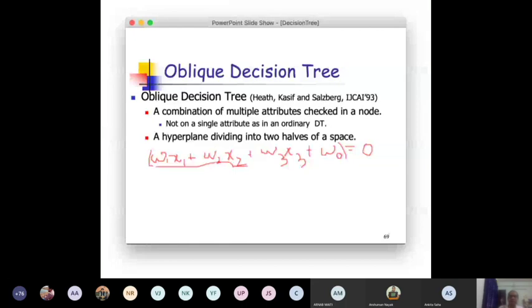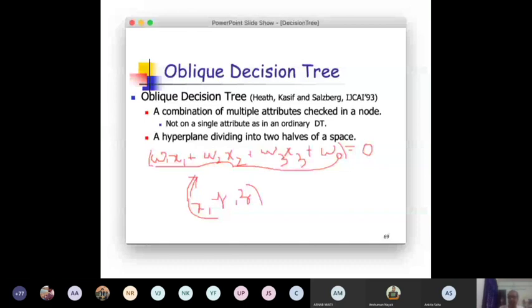Now, if I take any point in that space, what is the dimension of this space? How many attributes are there? There are 3 attributes. It's 3-dimensional. So if you take any point in the space, suppose you take a point x, y, z, and if I evaluate this expression using this point, you will get 3 kinds of values. Either it will be positive, or it will be 0, or it will be negative.